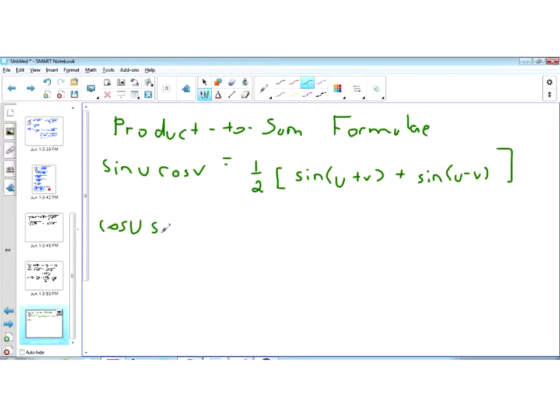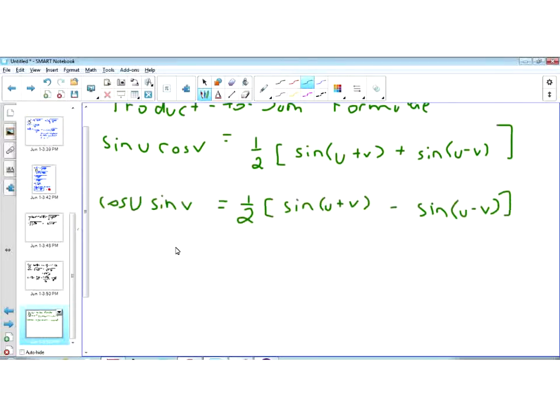Okay, so the cosine of u times the sine of v is equal to 1/2 times the sine of the sum of u and v minus the sine of u minus v. Okay, and so again, I'll leave that to you to prove. Okay, note that these two products are not the same.